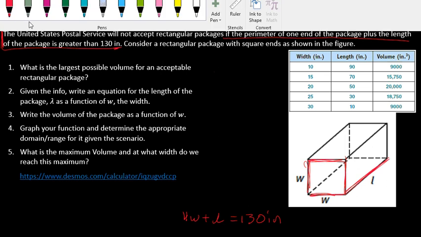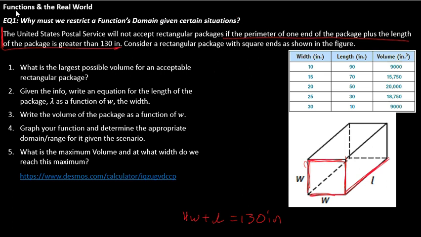Okay, so we're already looking at the picture, which is the next part it wants us to do. Let's look at problem number 1. What's the largest possible volume for an acceptable rectangular package? Without looking at a graph of this as a function, we can't really tell, but we can estimate if we just throw some numbers around.